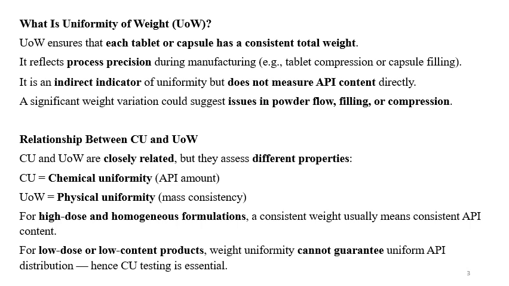Relationship between CU and uniformity of weight. CU and UOW are closely related, but they assess different properties. CU is the chemical uniformity, that is the API amount in the formulation. UOW is the physical uniformity, that is uniformity of weight, or uniformity of mass, or mass consistency, or weight consistency. In the European Pharmacopoeia, this test is called uniformity of mass, and in some other pharmacopoeias like USP, it is called the weight variation test.